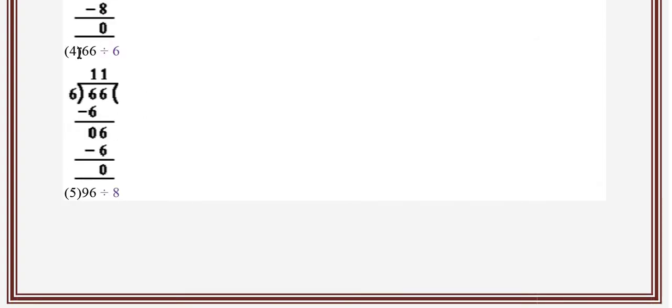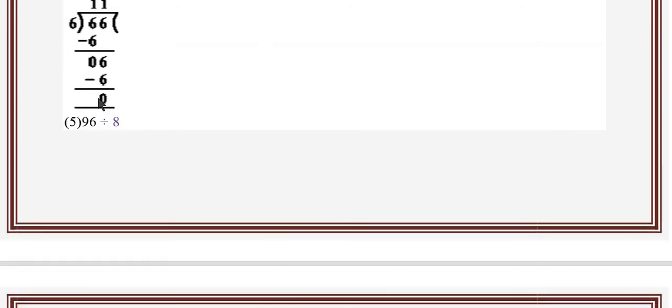Now fourth, 66 divided by 6. Here we use the table of 6. The first digit is 6. So 6 ones are 6. 6 minus 6, then 0. Again we keep the 6 here downside. So again 6 ones are 6, and 6 minus 6, then 0. So 66 divided by 6 is equal to 11. The answer is 11.